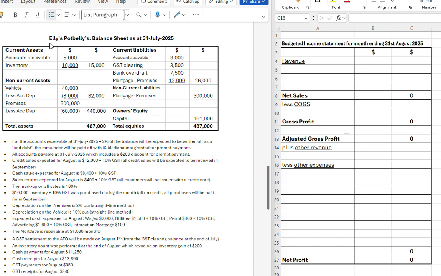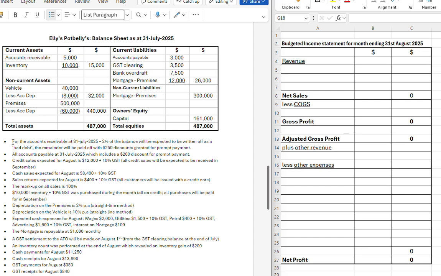This is pitched to Unit 1 and 2 students. It does have a little bit of relevance to Unit 3, 4. So what we're working with here is a balance sheet from the previous month with a whole bunch of additional information. From this, we need to construct a budgeted income statement for the following month, August 2025. So I'm going to work through each of these dot points and justify why we are going to include or exclude these in our income statement.